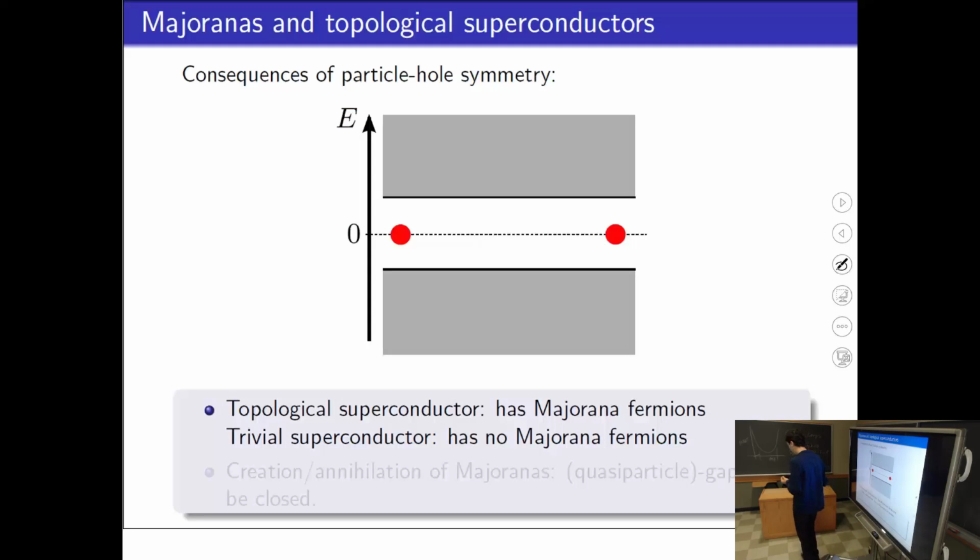So what is the difference between a topological superconductor, the spinless p-wave system, and a trivial superconductor? From our point of view, the difference that you can measure, you can see, is just whether or not these Majorana fermions are there at the edges of the system. So this is a spectrum, energy versus position. Boundaries of the system are here and here. And at zero energy, you have these extra states that would not be there in a trivial case.